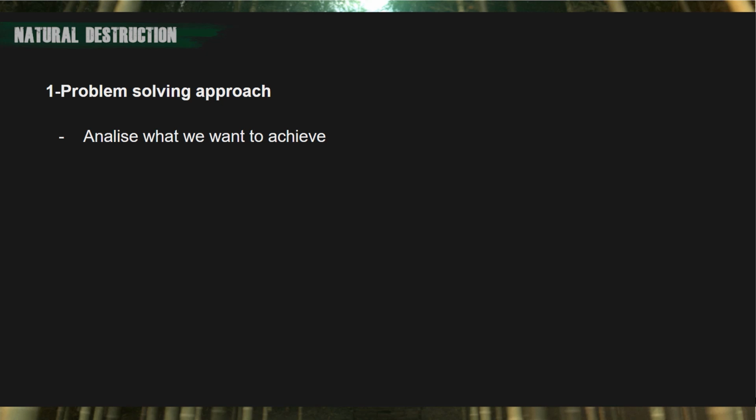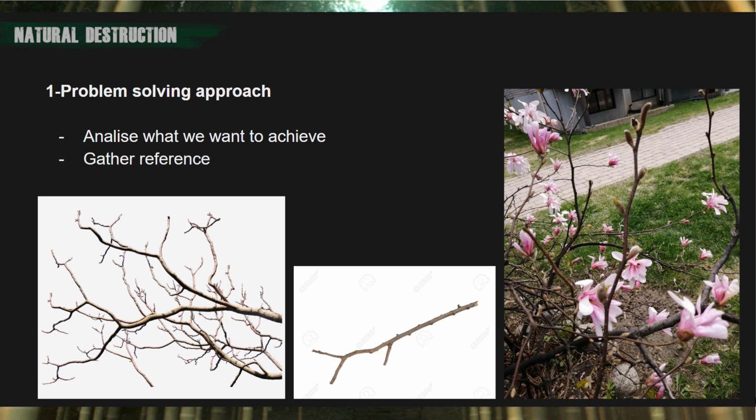So let's say we want to break a tree, probably have it bend, then break, and then crash into the ground. So that would be the more general task, but I would also start to think in more specific problems. For example, if the branches are bending, if the leaves are detaching, or if they have their own specific movement. And then I would start to gather reference. For example, if I need to break a specific tree, or if I need to animate it in a specific way. So the more reference you can gather, the better.